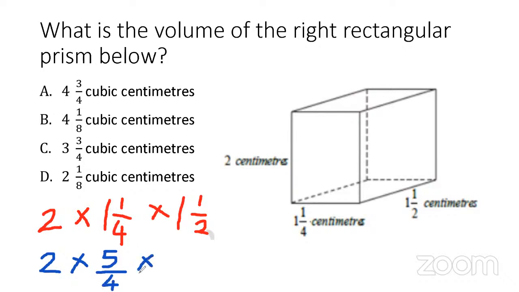Multiply by 2. What is 1.5 as an improper fraction? So let's go 2 times 1, 2, plus 1, 3. This is 3 halves.